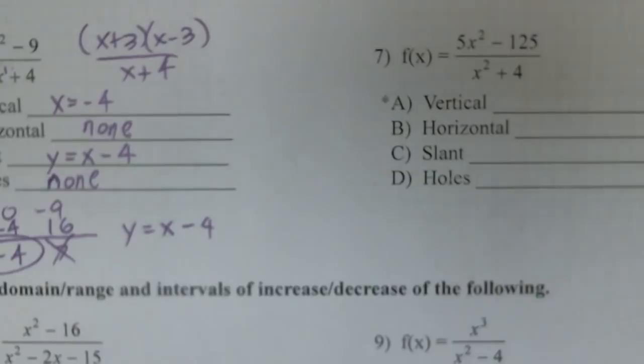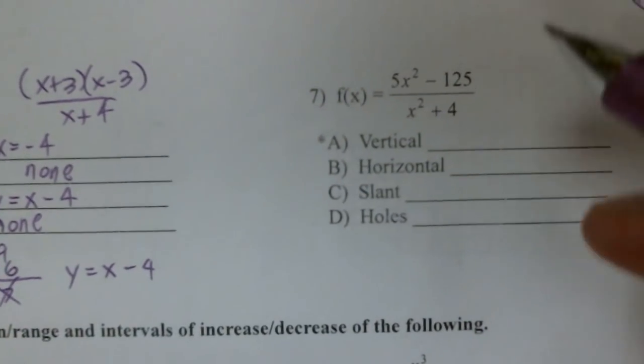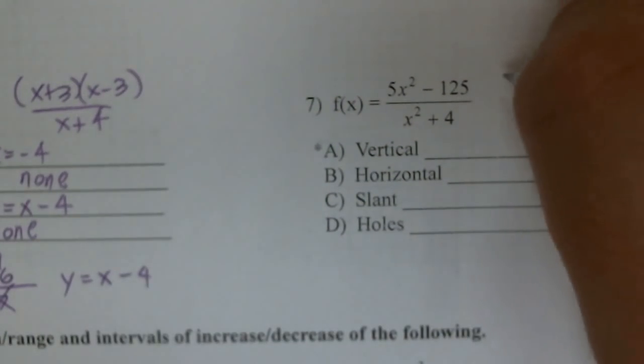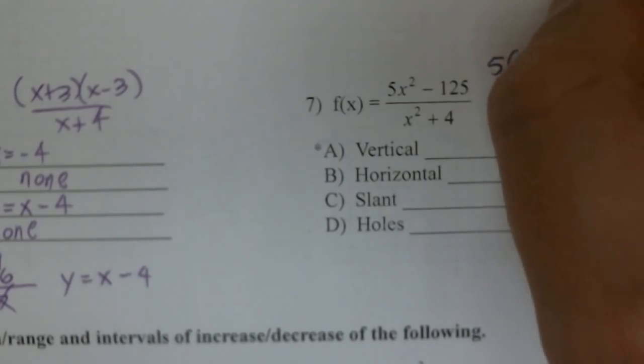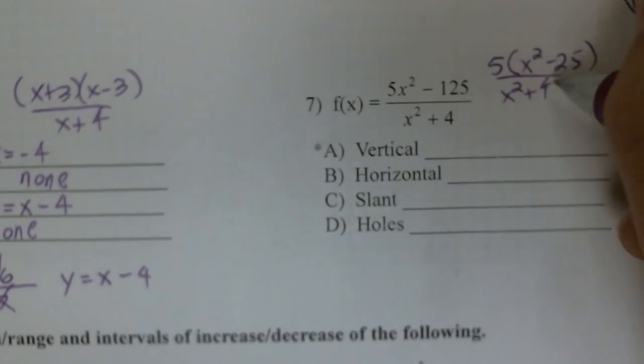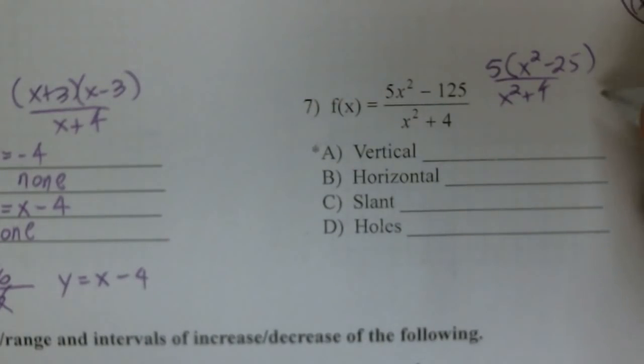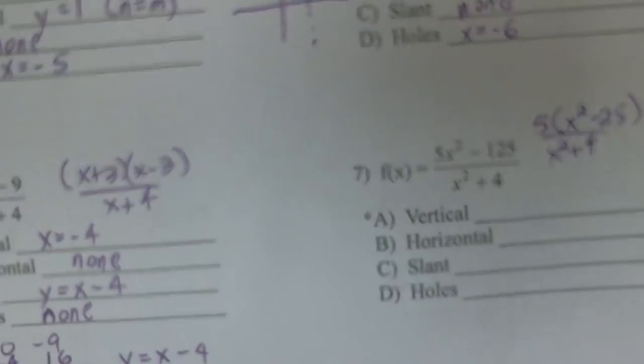Okay, number 7. If I factor this, I can pull out a 5. That's going to leave me with x squared minus 25 over x squared plus 4. And then I can factor that as a difference of squares. So that will be 5 times x plus 5 times x minus 5 all over x squared plus 4. I'm sorry, y'all can't see that.